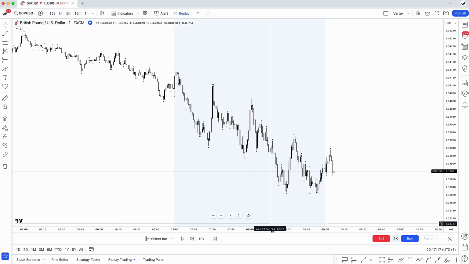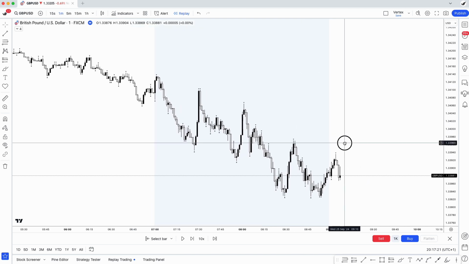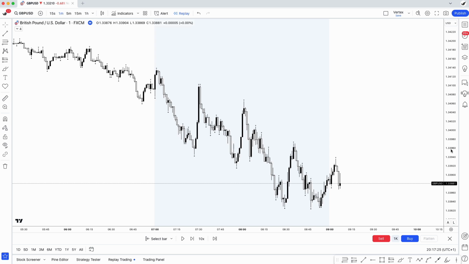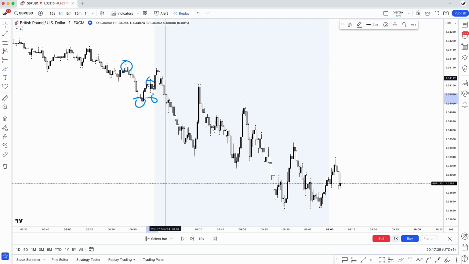So although we've drawn these boxes between 7 and 9, what we can do is also use structure from before the session just to understand what has happened. All you need to look at is literally where the fractals are being printed. That's all you're looking for. It's as simple as that.